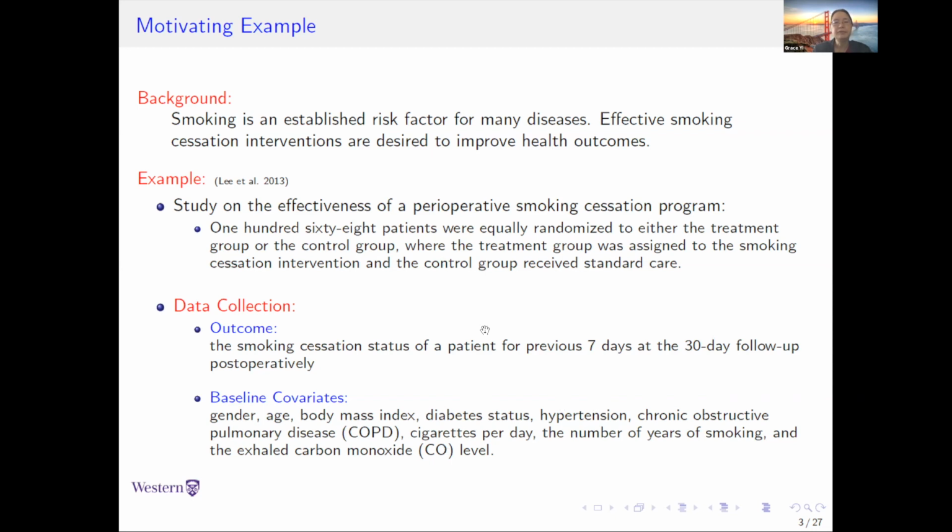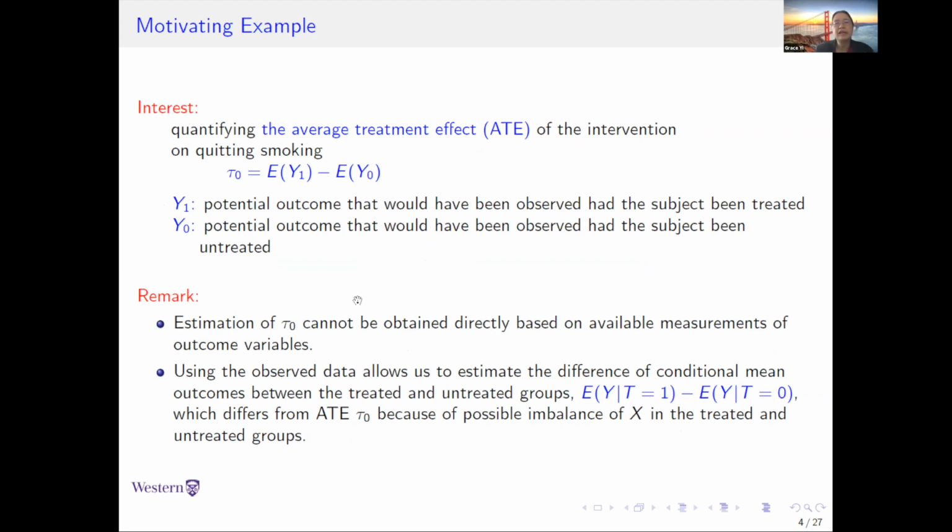Treatment was defined as receiving intensive smoking cessation intervention, and the control group just received standard care. The data includes two types of variables. We are interested in the so-called outcome, which indicates the smoking cessation status of the patient for the previous 7 days during a 30-day follow-up period. Baseline covariates include variables such as gender, age, body mass index, diabetes status, hypertension, etc. We are particularly interested in understanding if the smoking intervention has a causal effect or no effect.